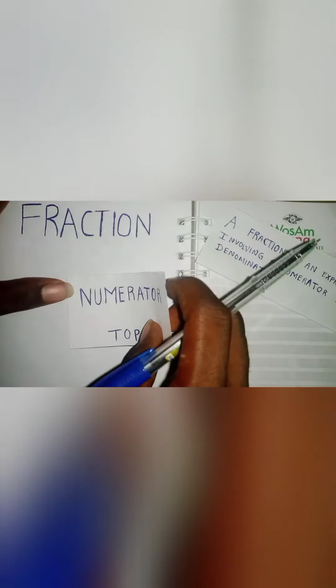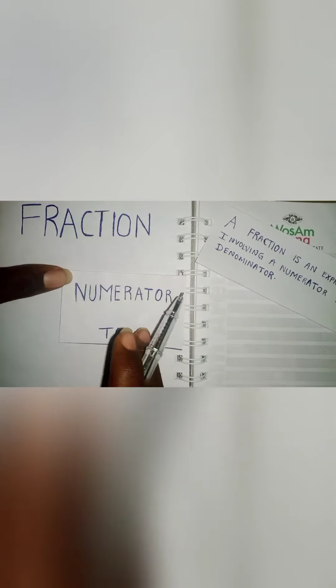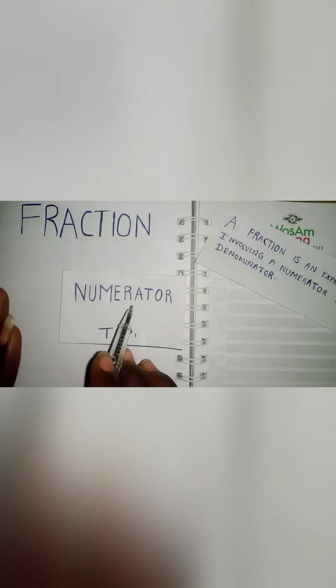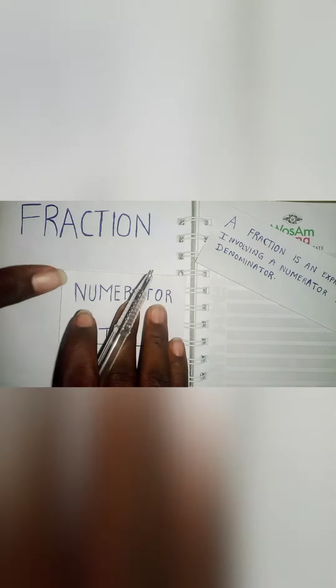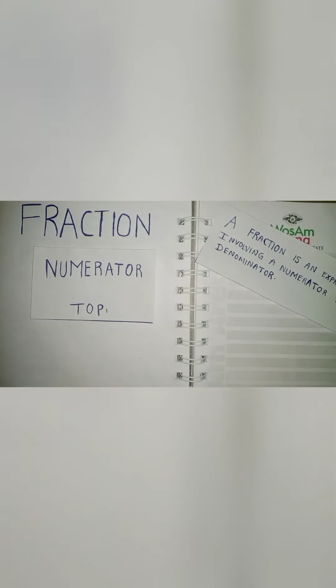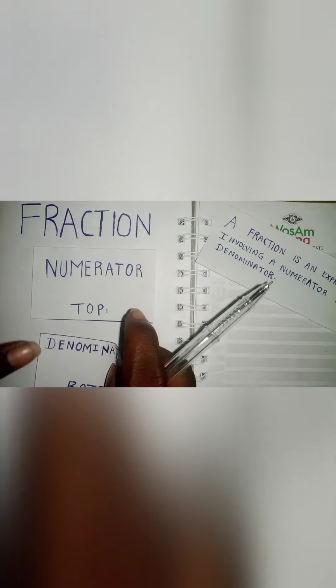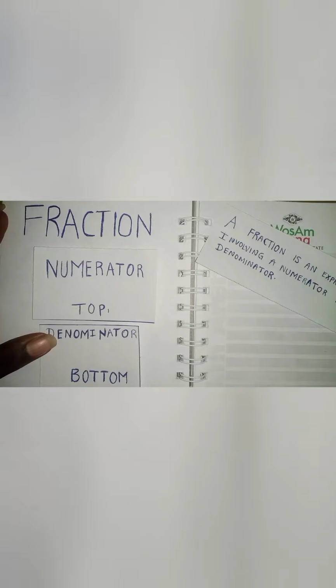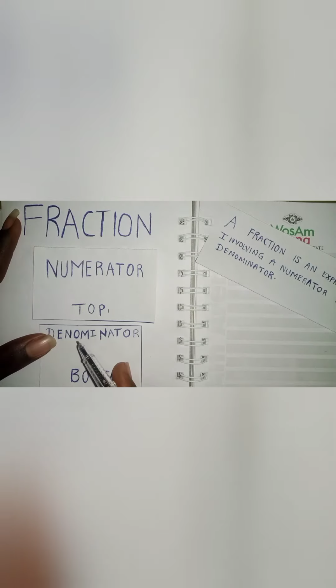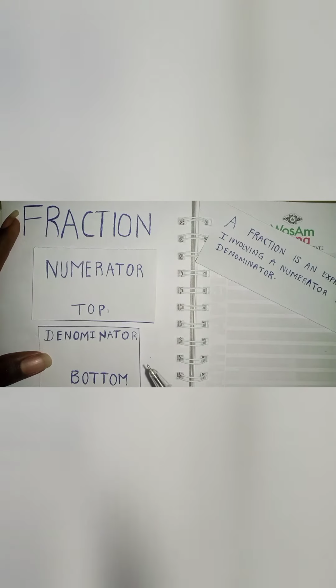A numerator is a number that is always written at the top. That's the first thing you should note. A denominator is a number that is always written at the bottom. But you might be wondering, the numerator is written on top of what? And the denominator is written at the bottom of what?